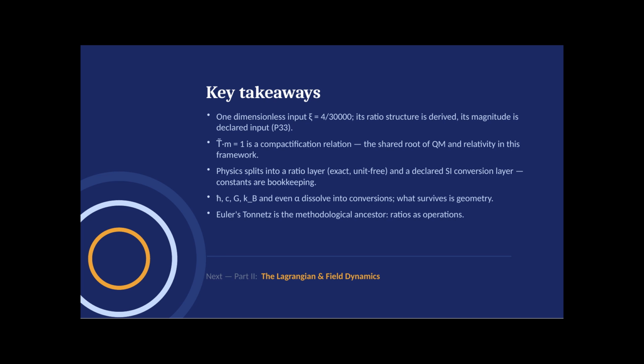Physics splits into a ratio layer, which is exact, and a declared conversion layer for SI units. The famous constants ħ, c, G, k_B, even alpha, all melt into conversion factors. What's left is geometry. And the methodological grandparent of all this is Euler's tone net from 1739, ratios as operations, the very same idea, 3 centuries earlier, in music.